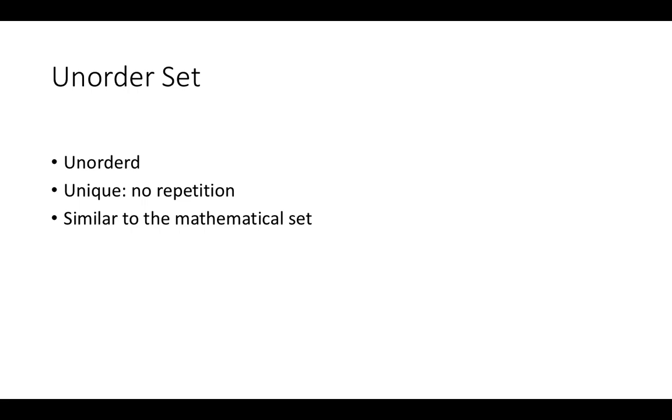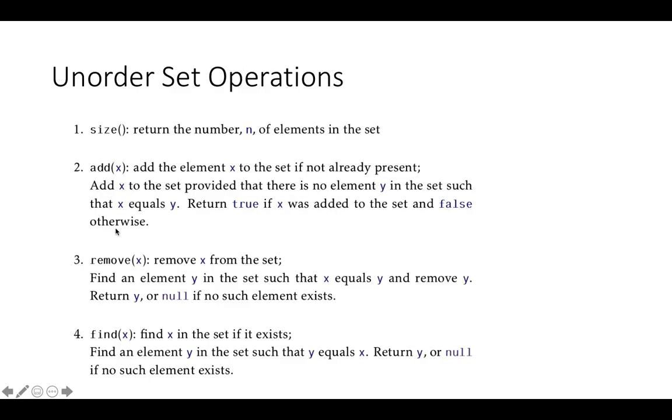Let's move to a new data structure called unordered set. Unordered set means it's unordered. There is no ordering between the elements. And because it's a set, it's unique. There should be no repetition in this set. It's similar to the mathematical set.